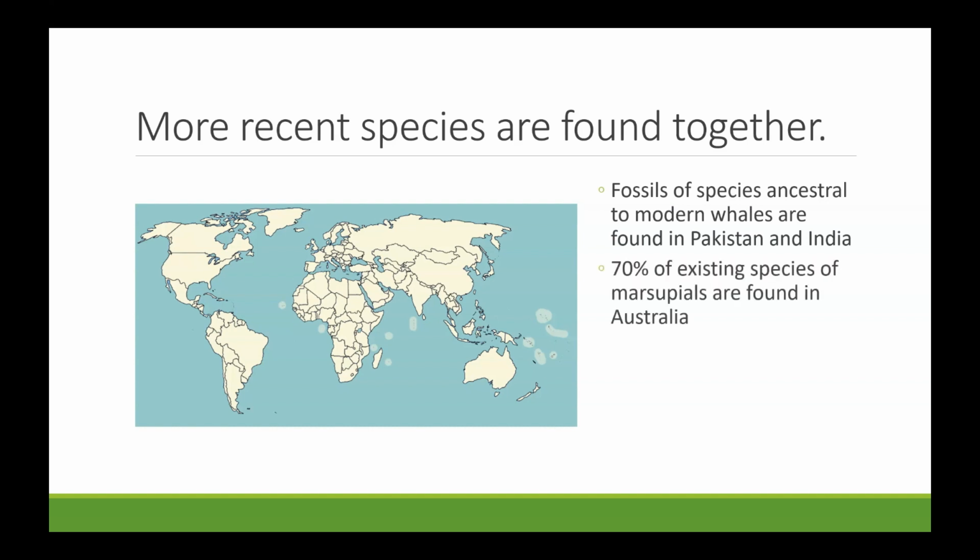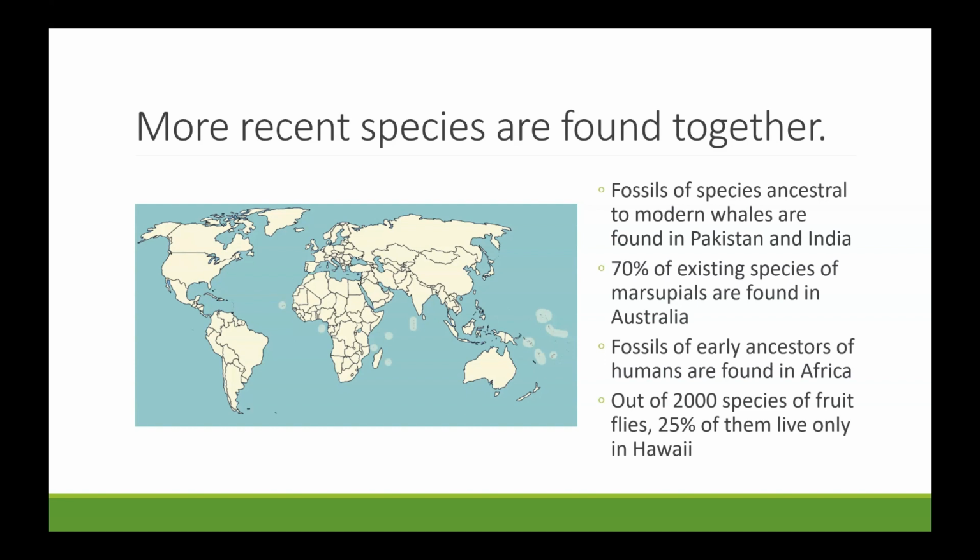Another example, 70% of existing marsupials, which are mammals with pouches, are found in Australia and only in Australia. Fossils of the earliest ancestors of humans are all found in Africa, most of them in southeastern Africa specifically. And out of 2,000 species of fruit flies in the world, a full 25% of them live only in Hawaii. So these are just a few examples that show you how more recent species are clustered because they are related and they're descended from more ancient species that have habitat ranges that were consistent with Pangaea.